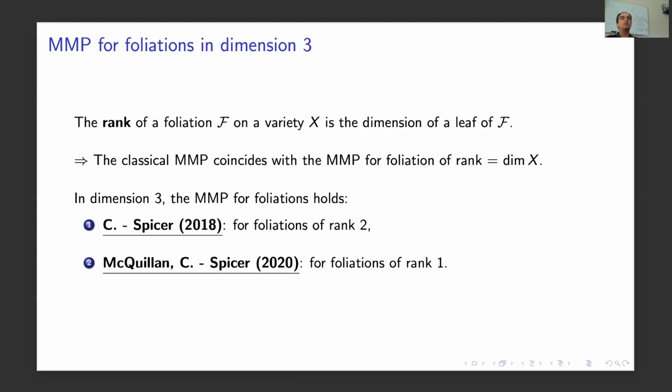We know that the same is true for foliations of rank 1. I should say McQuillan does it in every dimension, but from a less broad point of view. We only focus on dimension 3, but in a more general setting, for foliations of rank 1. So combining these results together, it means that in dimension 3, the classical MMP can be extended in full generality to foliations.